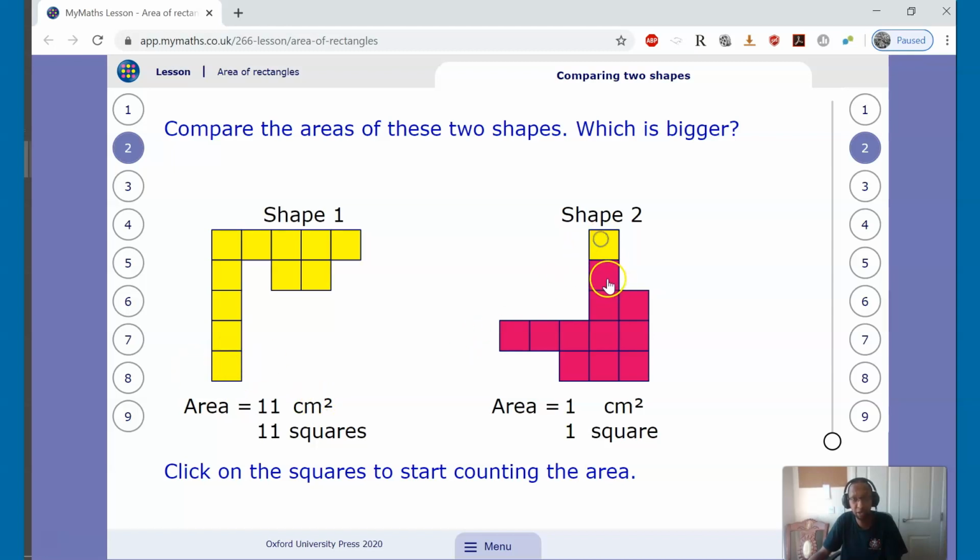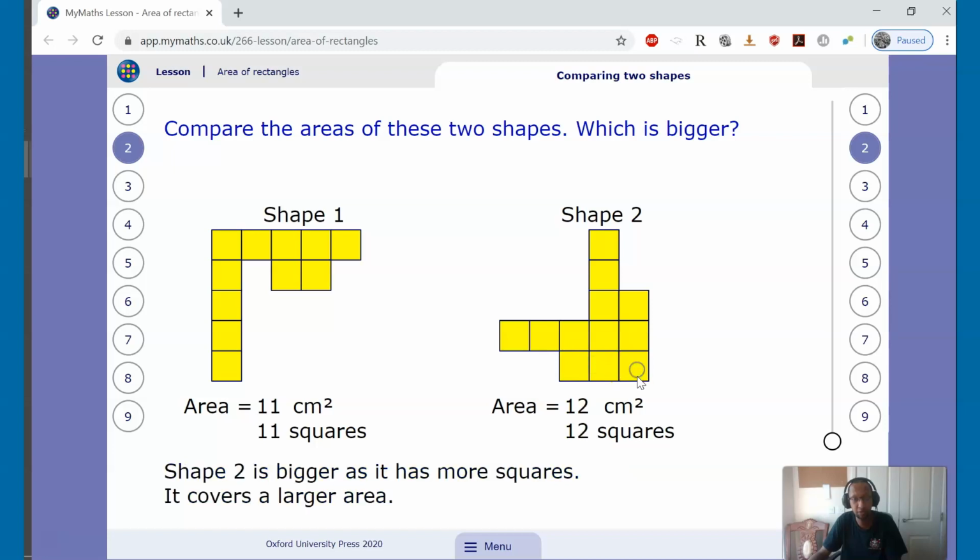Or we have this shape here. 1, 2, 3, 4, 5, 6, 7, 8, 9, 10, 11, 12. So now we can say with some definitive answer that shape 2 is bigger because it's 12 centimeters squared.